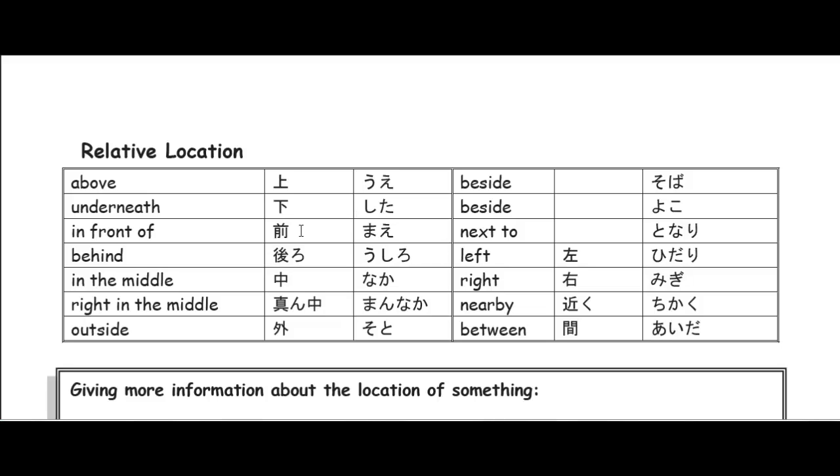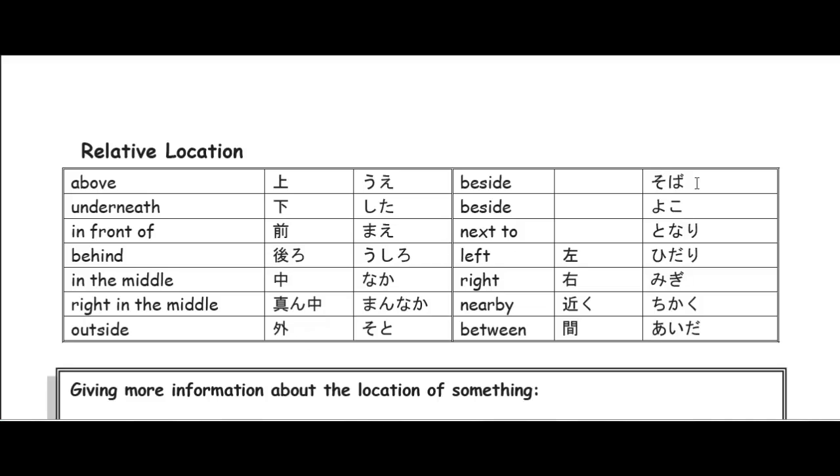Here, mae, in front of, we'll look at those kanji in detail later. Ushiro, ushiro. Naka, in the middle or inside. Mannaka. If you add this kanji to anything, it exaggerates it. So naka is inside or in the middle, and mannaka is right in the middle. Next we have soto, outside.